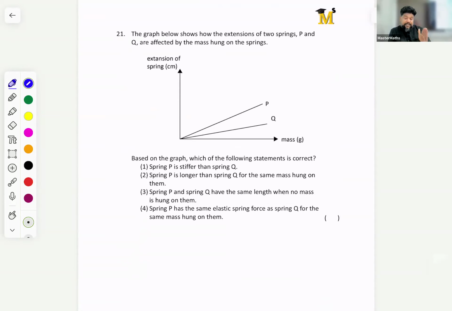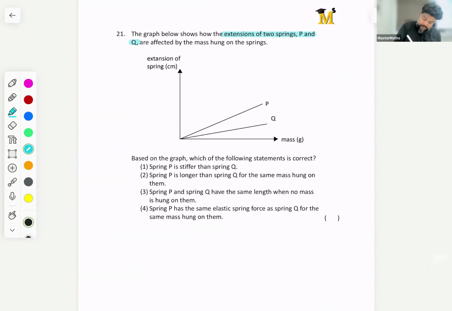Let's look at this. The graph shows the extensions of springs. Oh, this is actually a very tricky question, okay. A very tricky question. Let me repeat. This is a very tricky question. How many of you got this right? Oh, nobody. Okay. Yeah, I assume as much.